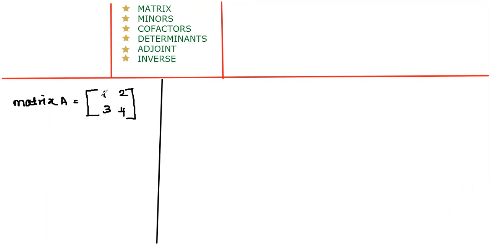Matrix A is equal to 1, 2, 3, 4. Let's analyze the structure of the matrix first. So I can call this matrix a 2x2 matrix because this matrix contains 2 rows and 2 columns. So this one is row 1 from left to right. The elements 1 and 2 are R1. This is row 2, which contains 3 and 4 as the elements.